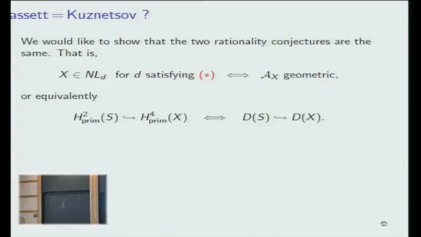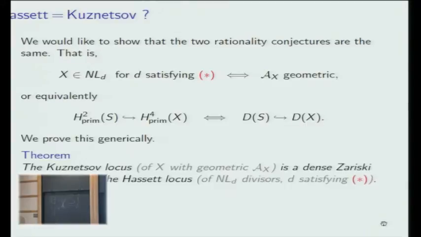Okay. So we want to show the two conditions are the same, Hassett and Kuznetsov. We want to show that when X is in NL_d on Hassett's list, A_X is geometric, and vice versa. This is saying, essentially, that the derived category can be described cohomologically by some derived Torelli theorem. Mukai, Orlov, Huybrechts and so on have theorems like this for K3 surfaces. So we prove this generically. The theorem is that it's true in one direction, and it's true on a Zariski open in the other direction. So the Kuznetsov locus is dense and Zariski open in the Hassett locus.